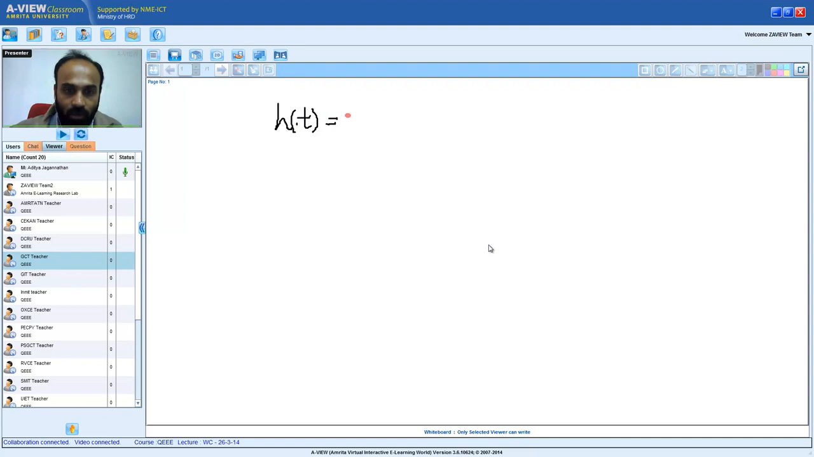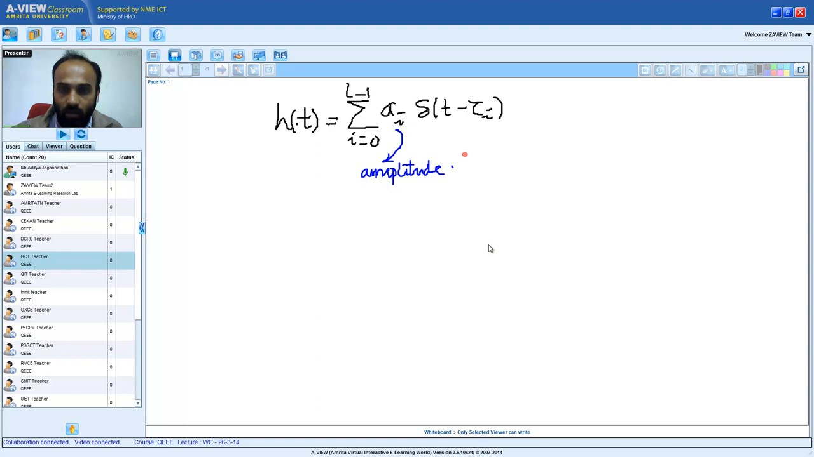So a wireless channel basically can be represented as the sum from i equals 0 to L minus 1 of a_i delta(t minus tau_i), where these a_i are the amplitudes and these tau_i are the delays.